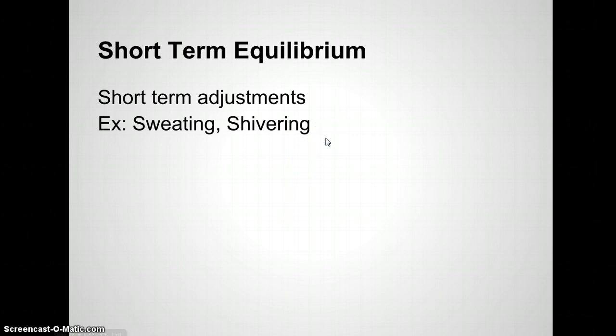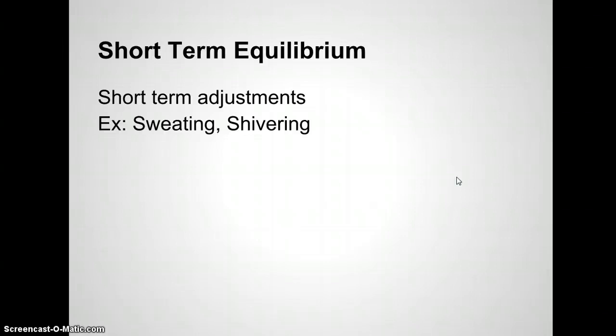Okay, now there are two ways that we maintain homeostasis. The first one is called short-term equilibrium. Now this is something that fixes it in the short term. It doesn't fix it forever. Examples again would be sweating and shivering. So it gets hot, you sweat, and your temperature decreases. It doesn't fix your temperature permanently. It fixes it for the short term. You still might sweat again at some point in time. Shivering would do the same thing. It doesn't fix our temperature forever.